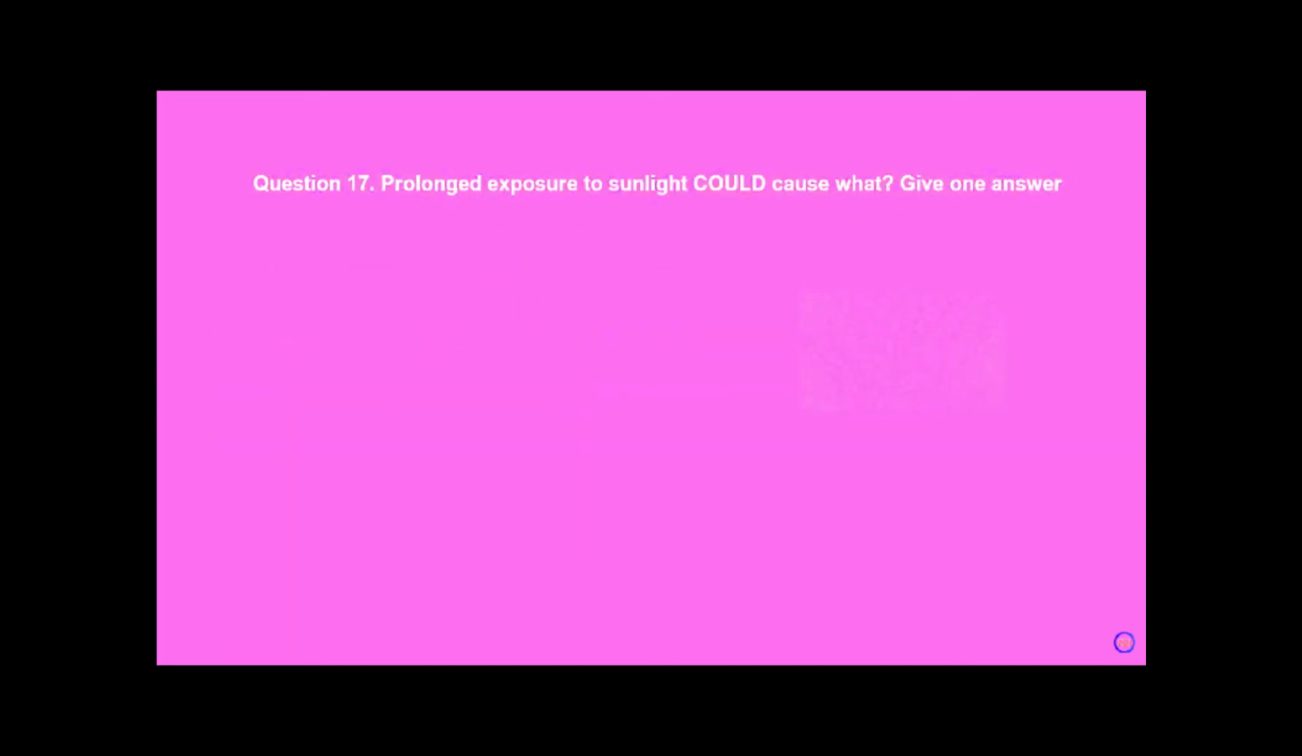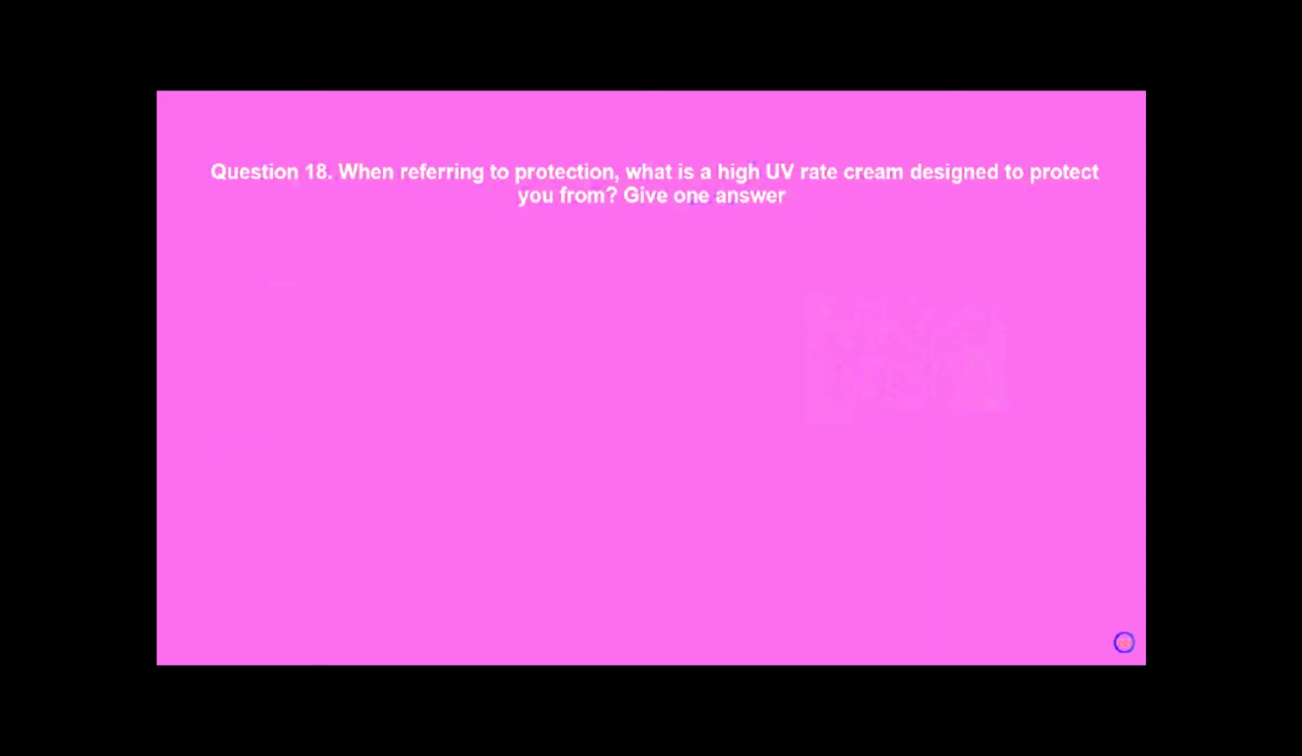Question 17. Prolonged exposure to sunlight could cause what? Give one answer. A. Abrasions. B. Burns. C. Dental issues. D. Hair loss. The correct answer is B. Burns.